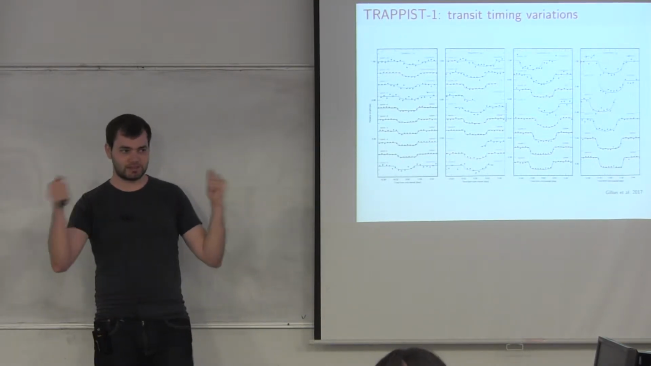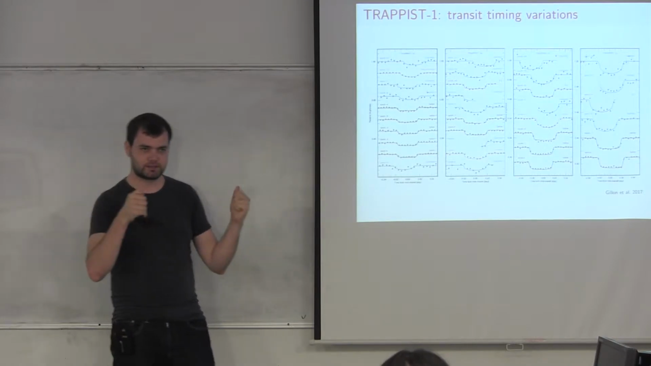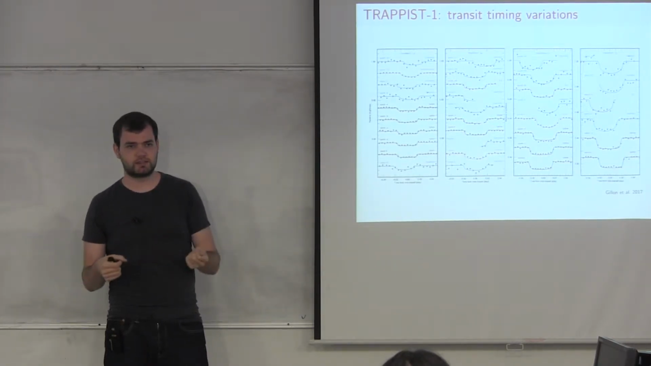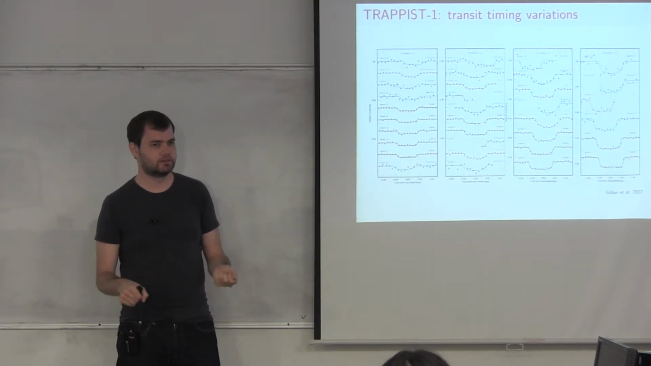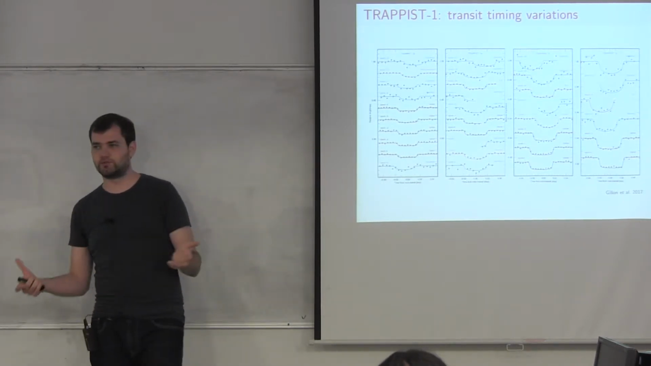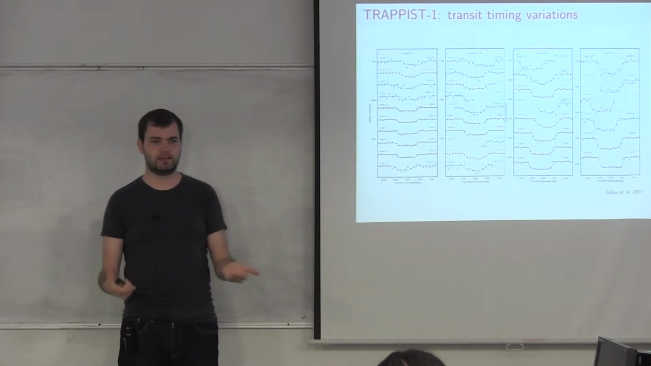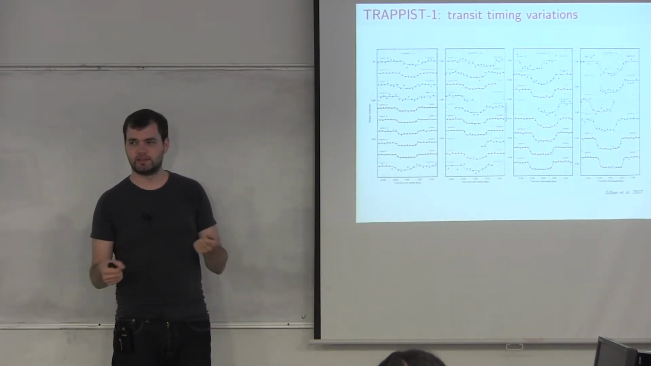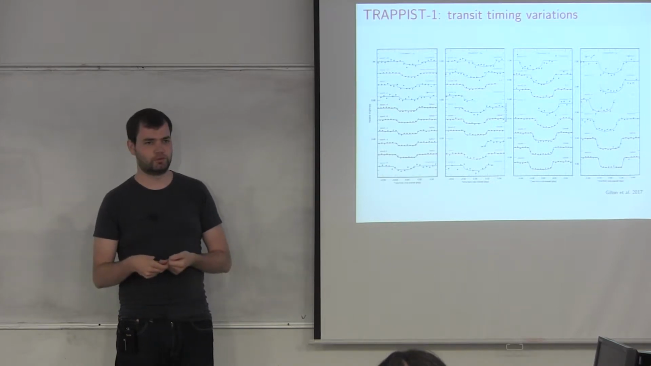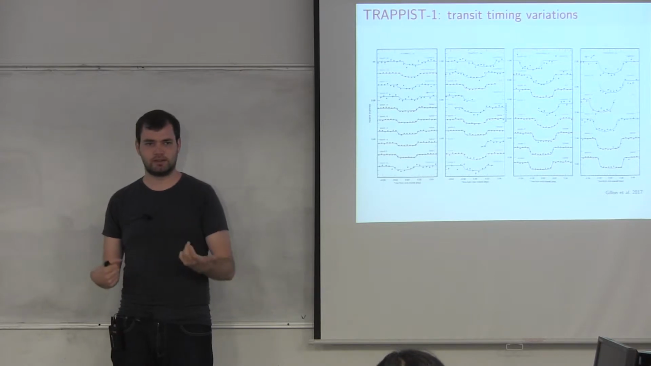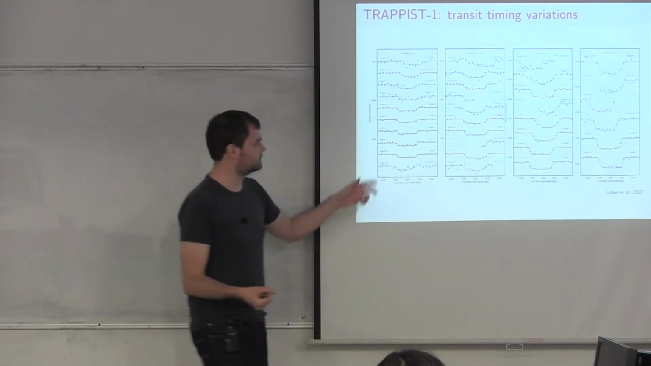So the gravitational influence of planets on each other, as well as on the star, will cause transits to not be strictly periodic. If there's only one planet in a perfect two-body problem, you will have a transit exactly one period later. If you have multiple planets that influence the star, you will not necessarily have a transit exactly where you expect it. It may be slightly early or slightly late in time.